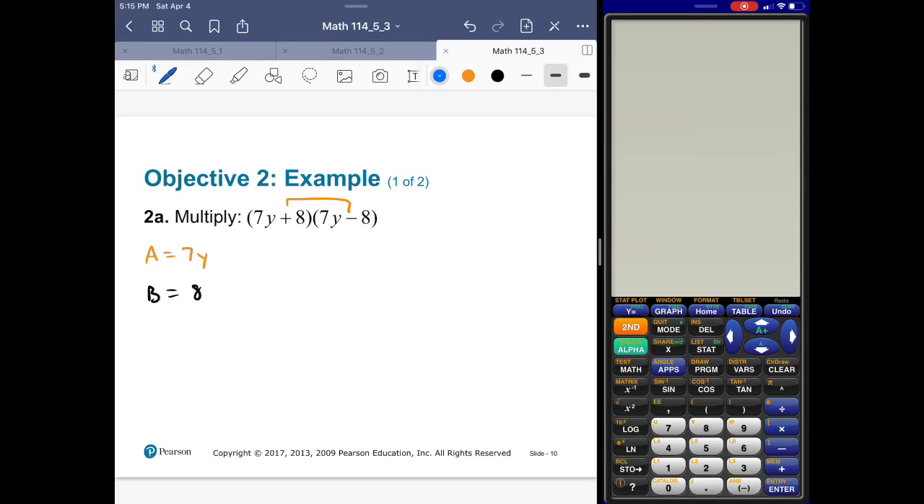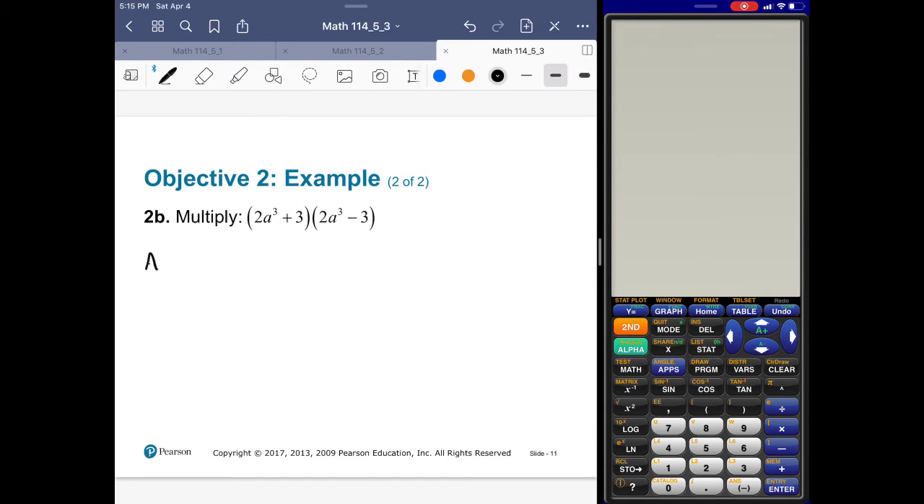The formula states that if I have a plus b times a minus b, this will become a squared minus b squared. So that means I have 7y squared, because that's my a squared, minus 8 squared. So 7 squared is 49, y squared is still y squared, minus 64.